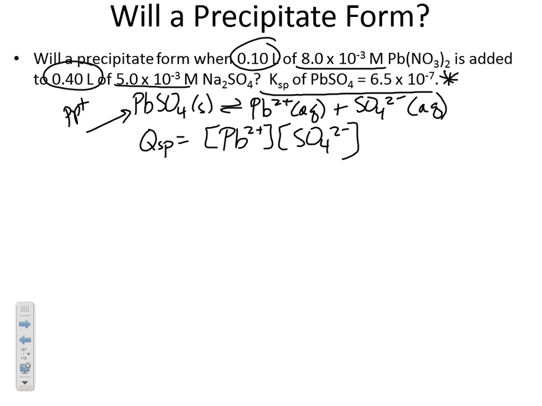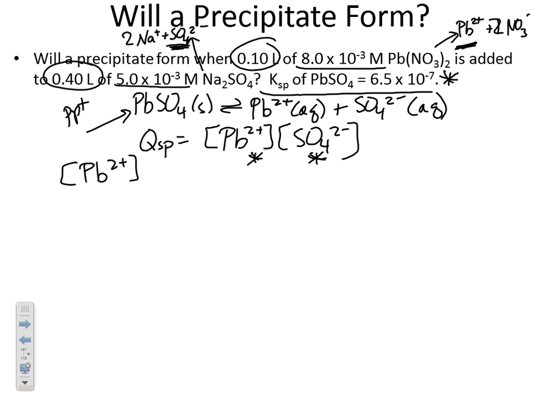So the lead(II) nitrate, this thing is soluble, completely soluble. It's got nitrate. So this gives us lead and 2 nitrate ions, right? We're concerned with the lead because that is here in our QSP expression. Sodium sulfate is also soluble, so that gives us 2 Na+ ions plus a sulfate ion. We are concerned with the sulfate ion because that is here. So basically these compounds that they've given us are giving us the ions that could possibly form the precipitate. But I need to calculate those molarities first, and there are 2 ways to do it. I'm going to show you. We're going to do both.